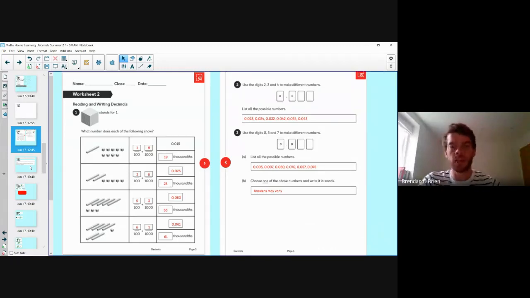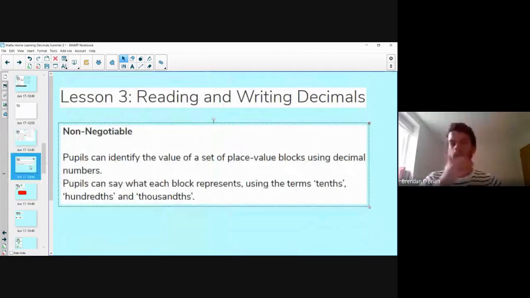Okay, let's begin today's lesson. So we're continuing with reading and writing decimals today. Our non-negotiables for today are that pupils can identify the value of a set of place value blocks using decimal numbers. We've been doing loads of that. And pupils can say what each block represents using the terms tenths, hundredths, and thousandths. So this is something we've been looking at as well.